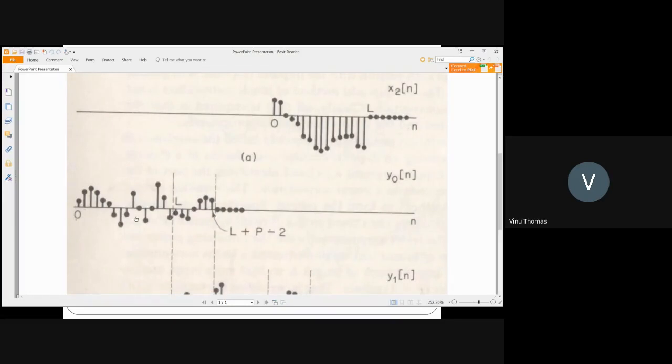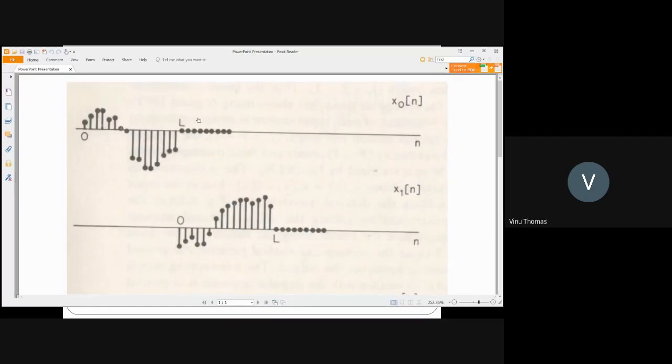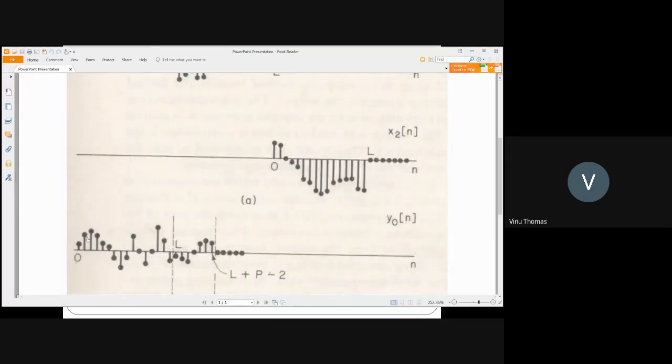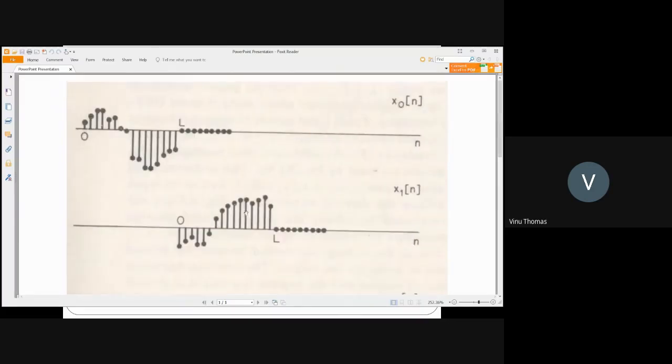In the class, we had seen the relationship between circular convolution and linear convolution. Here we are doing an L plus P minus 1 point circular convolution. How can you implement this linear convolution by means of a circular convolution? Someone please explain. Let me see, Meenakshi, can you try?